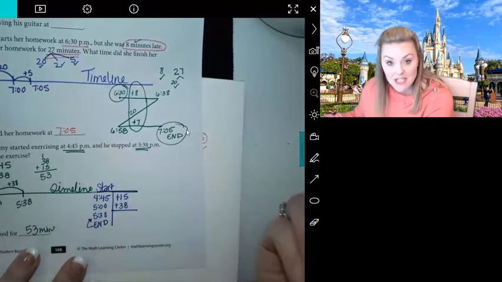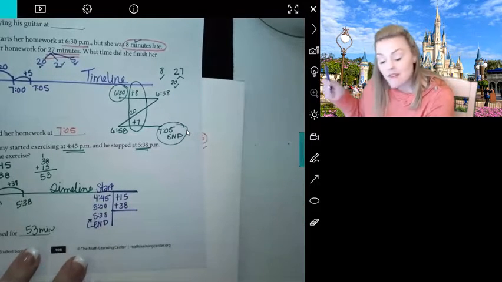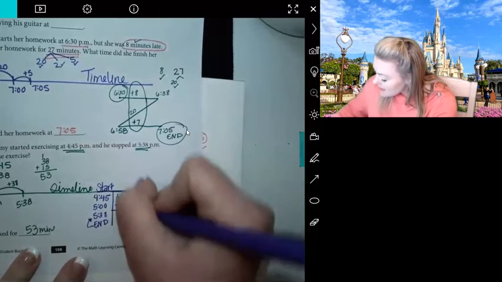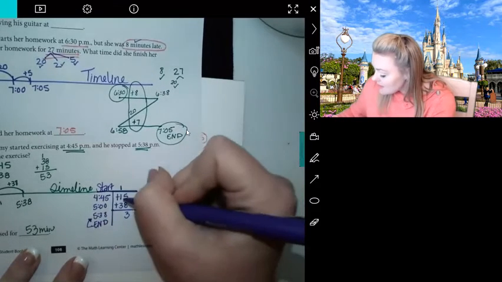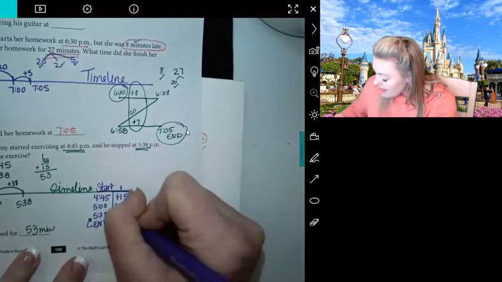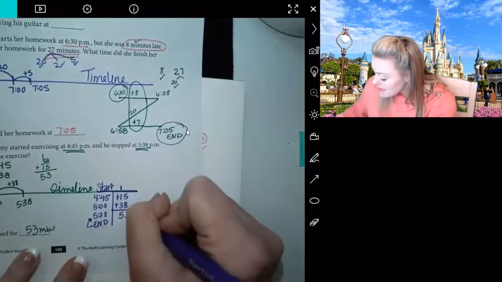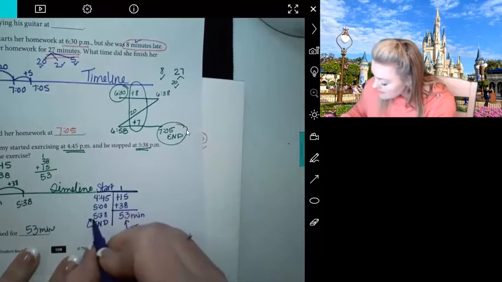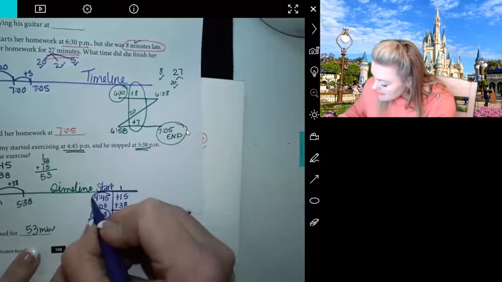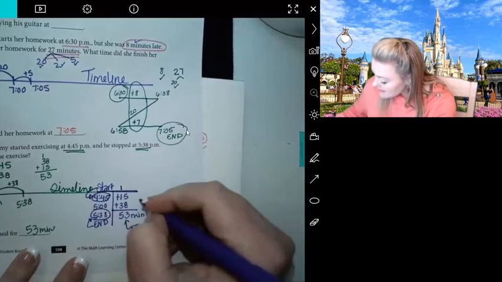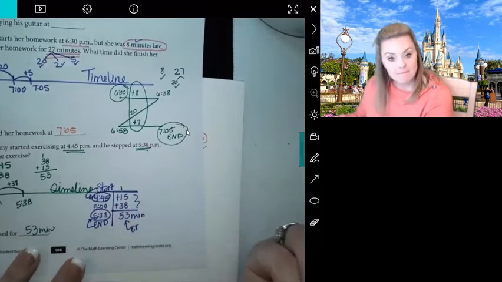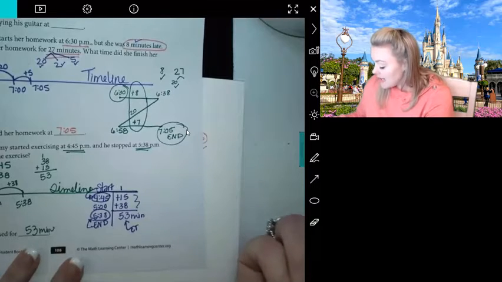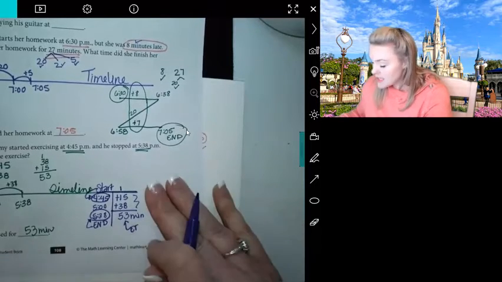So 8 plus 5, we just learned that. 8 plus 5 was 13. That's one of our math facts. So we put down a 3, and we're going to carry that 10. Now we're going to say 3 plus 2 is 5. So there would be our 53 minutes. And then I'm going to label that ET for elapsed time. End, start, elapsed. Okay? All right.